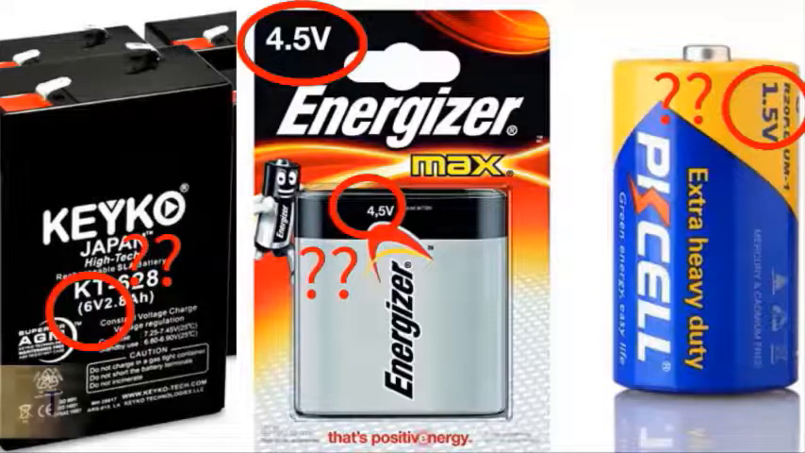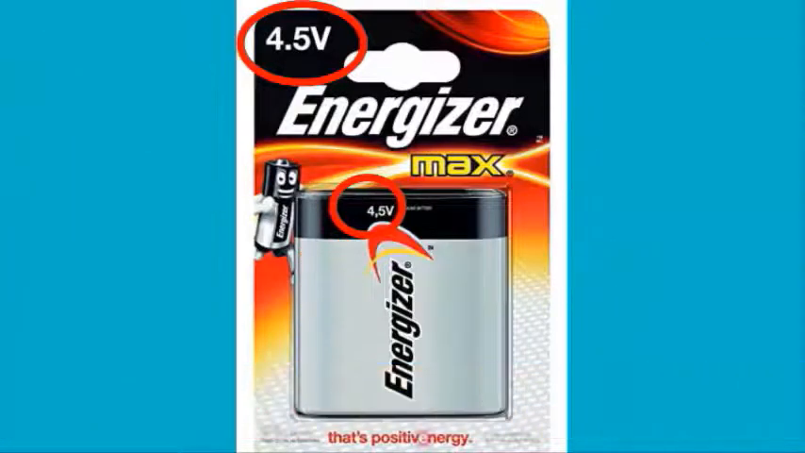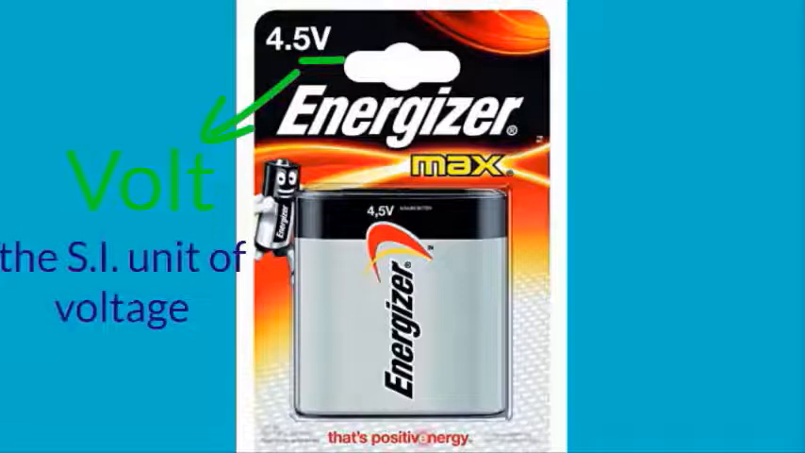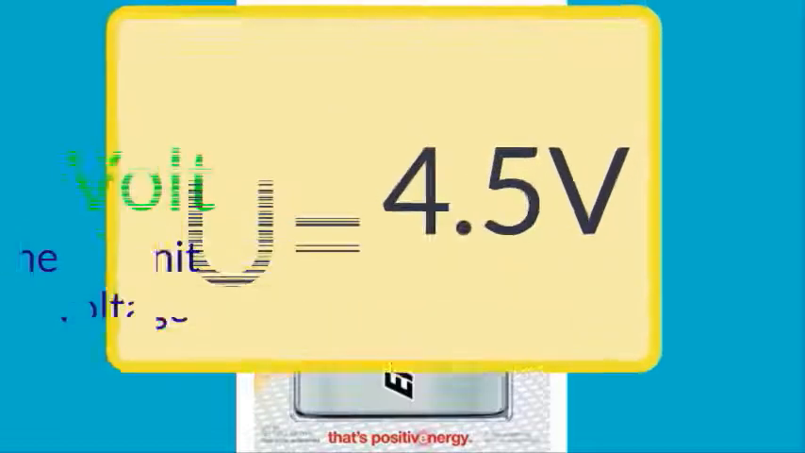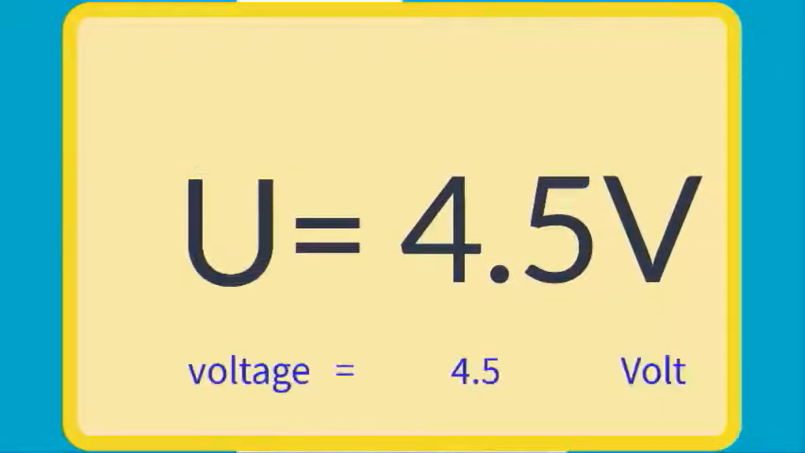These are the voltages of these different dry cells. Where the voltage is symbolized by capital U. V is volt, that is the SI unit of voltage. U equal 4.5 V means voltage equal 4.5 volt.